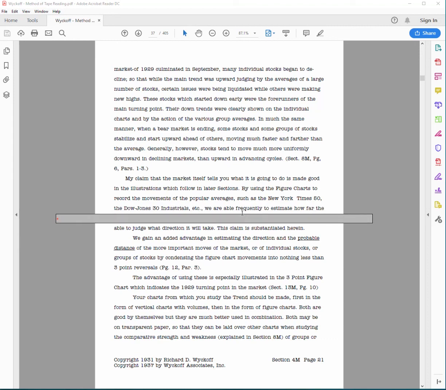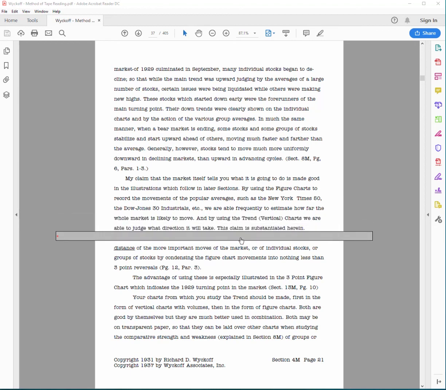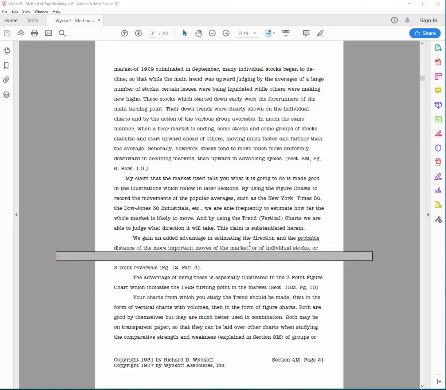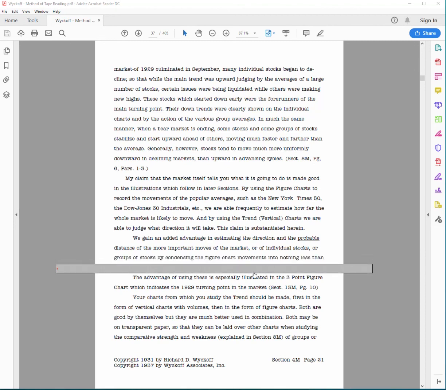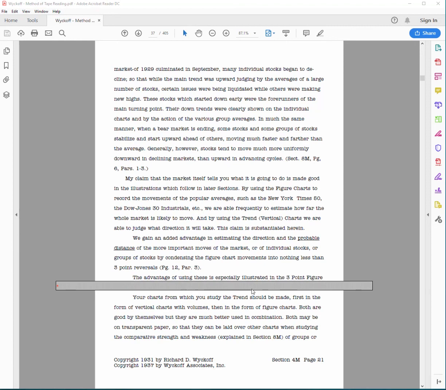Now, here's the question. Which index do you use? Basically, it doesn't matter. Just use S&P or Dow or NASDAQ, whatever you want to use, because it's more about being in harmony with the market, and they have very similar correlations.